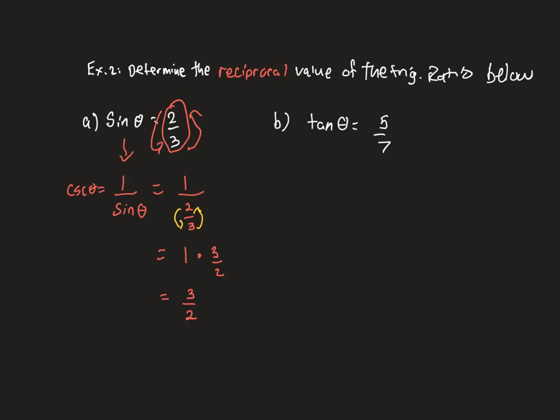Okay? So I want you to take a quick pause of the video and try out B yourselves. Okay, welcome back. If you're not pausing the video, this would seem oddly hilarious. So once again, you have 1 over tan of theta, which is equal to 1 over 5 over 7, which if we're following our steps, is 1 times 7 over 5, which is 7 over 5.